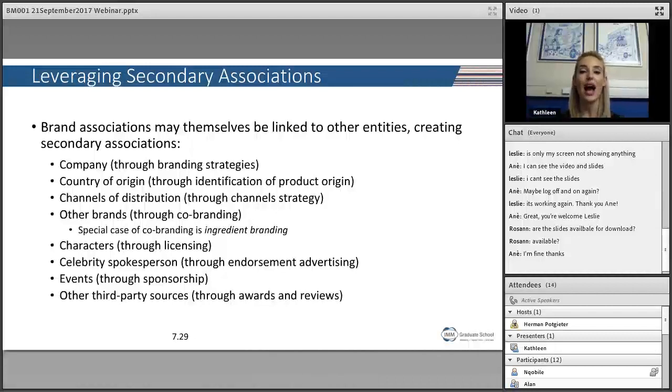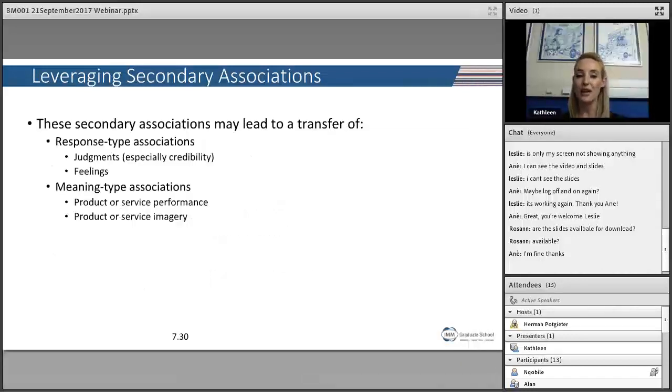We can enhance our brand by using special characters, where we would license those special characters. We can use celebrity spokespeople who are going to endorse our brand for us, use our events like sponsorship, or other third-party sources, like if we were to win an award, or if perhaps we were to get an expert in the industry to say that they approve or recommend our particular brand.